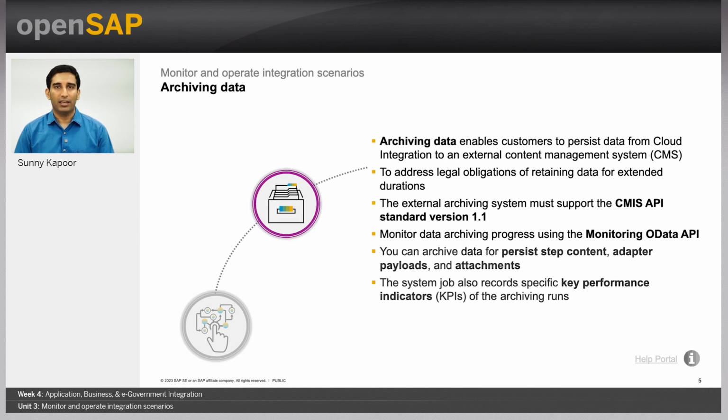You can archive data for persist step content, adapter payloads, and attachments. The system job also records specific key performance indicators (KPIs) of the archiving runs. You can use these indicators, for example, to check for recurring errors or potential performance problems. You can use the official OData API to query the KPIs.